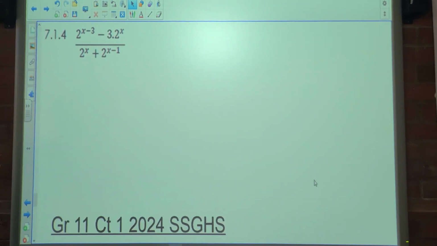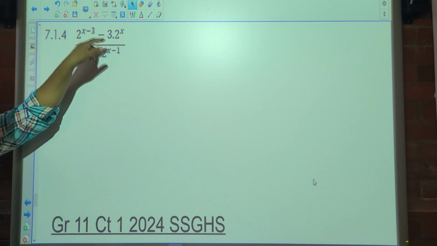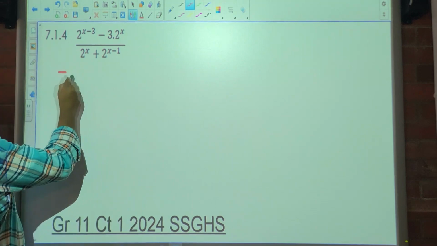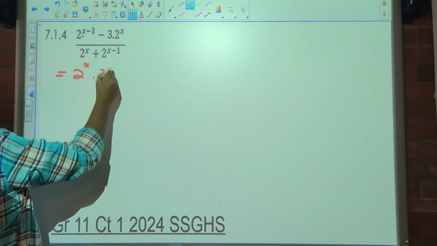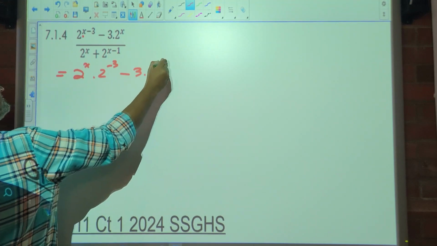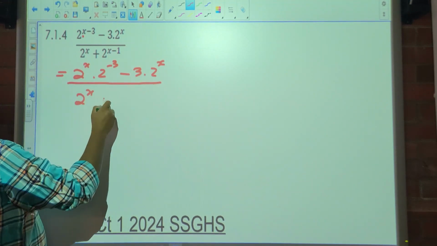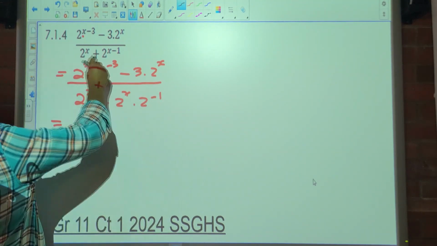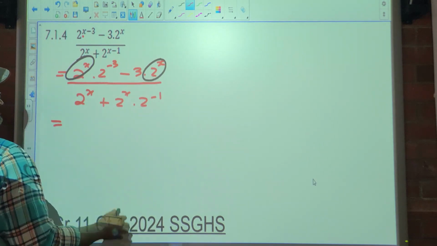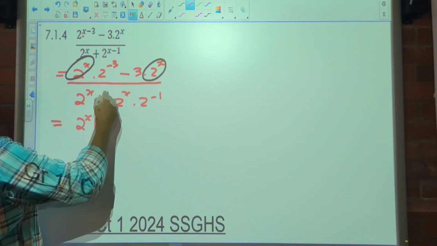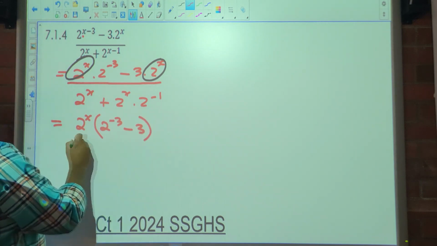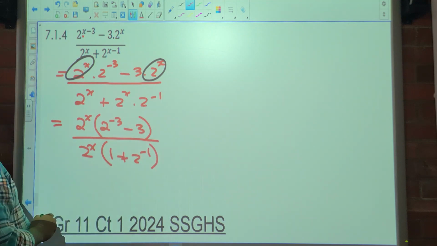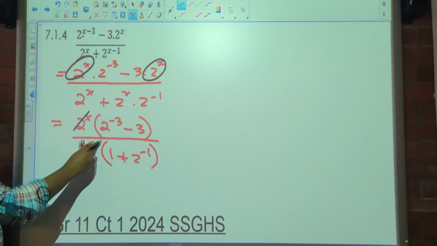7.1.4. So here we have a negative and positive between it. So what do we need to do? Break it up and factorize. That's simply going to give us 2 to the x times 2 to the minus 3, minus 3 times 2 to the x. So this is all over 2 to the x plus 2 to the x times 2 to the negative 1. So what do we notice here? 2 to the x is a common factor. So what am I left with? 2 to the minus 3 minus 3 all over 2 to the x into 1 plus 2 to the minus 1. So what happens? 2 to the x cancels.